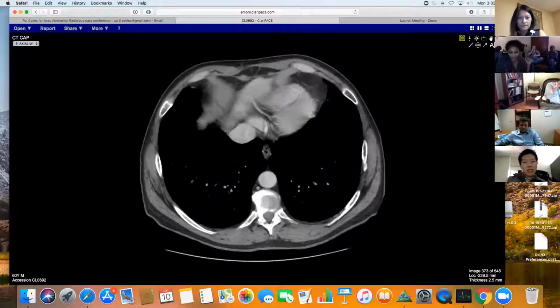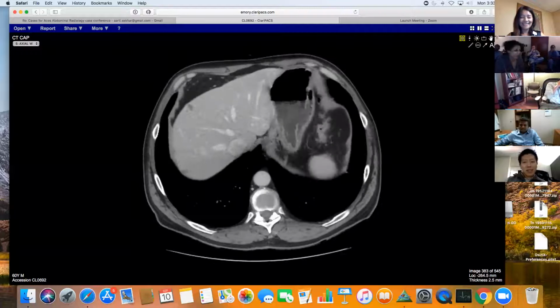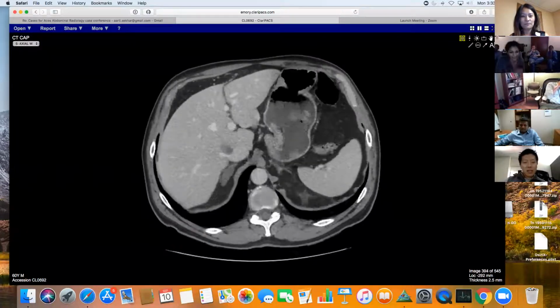My two colleagues are going to use after me. They haven't used it yet, so I'm going to teach them basically how to use it. I'll help you pull up the cases. It's kind of like Osirix.